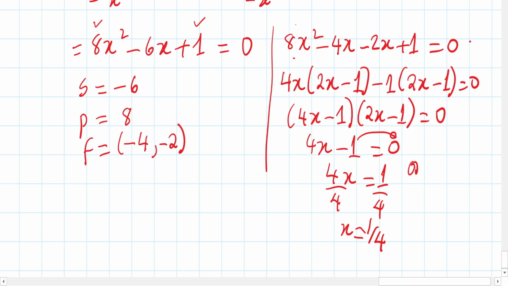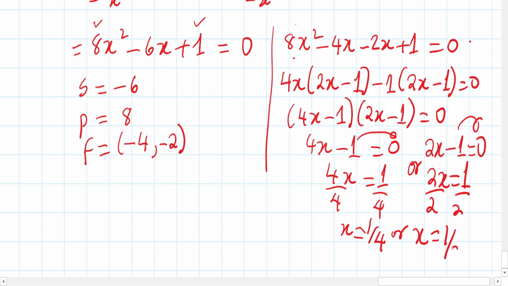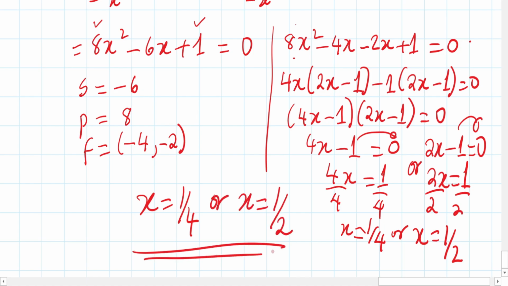Or 2x minus 1 is equal to 0. If you put the negative 1 to the other side, it's going to be 2x equal to plus 1. And if you divide by 2, x can also be equal to a half. So, therefore, x is either a quarter or a half. Those are your answers. And I think this brings us to our last question.